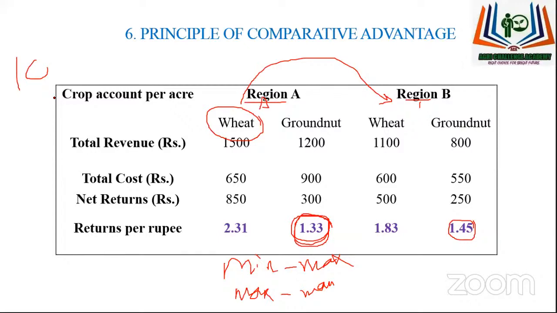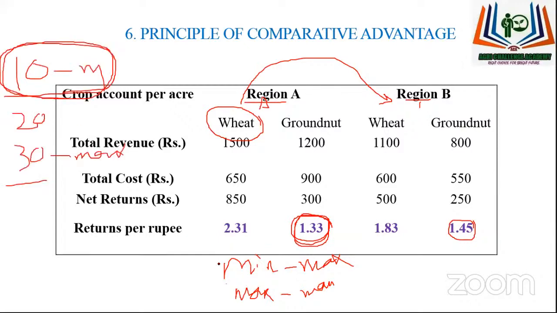Minimization of the loss. Min-max. Your loss is maximum, but we are selecting the minimum loss. Your compulsory loss is there, but we are selecting the minimum loss, minimization of our losses. Min-max. Your returns are there.